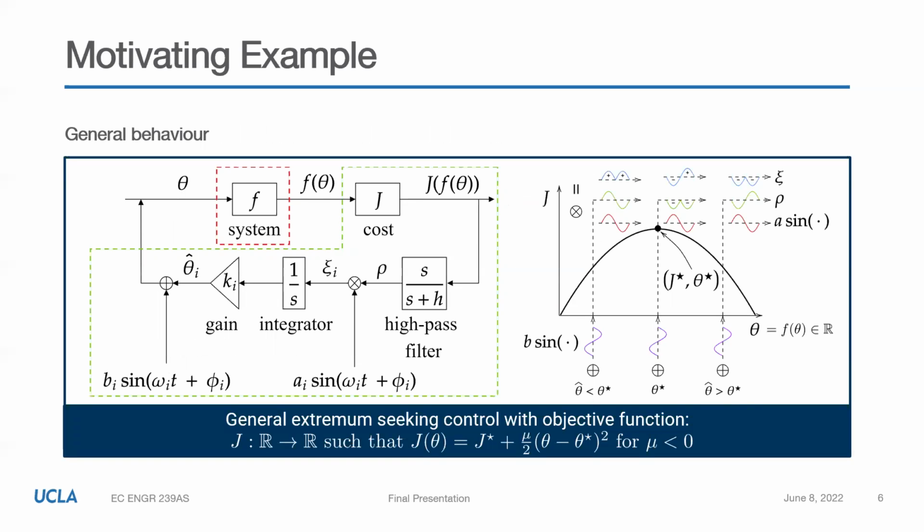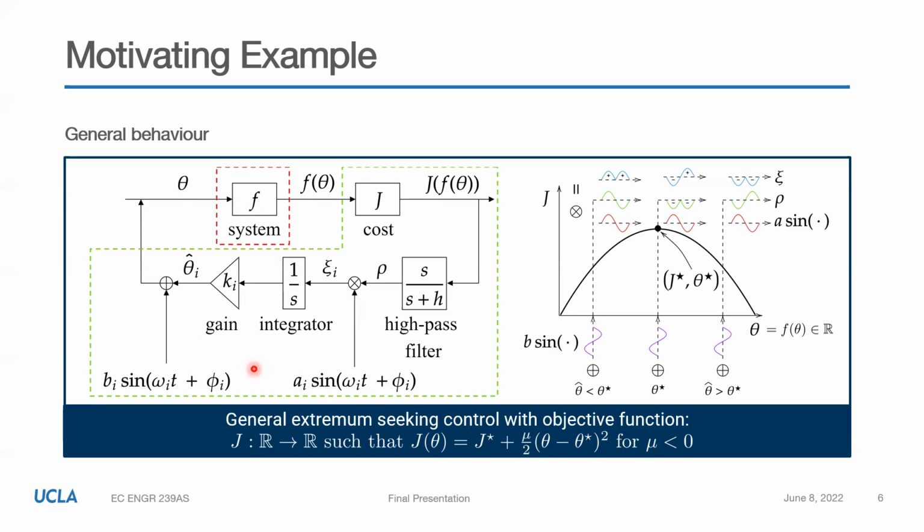A motivating example is used to illustrate the design of the extremum seeking control law, where a known static, i.e. does not change in time, convex cost function J from R to R of the form shown in the caption is considered. By injecting an additive sinusoidal perturbation, shown in purple, which is B sign, we inject this sinusoidal perturbation to our estimate of theta. It's an additive perturbation that then gets passed through the system.